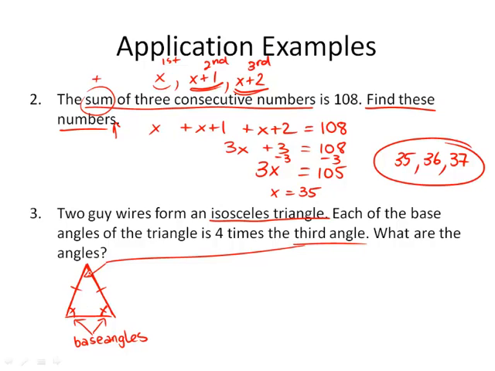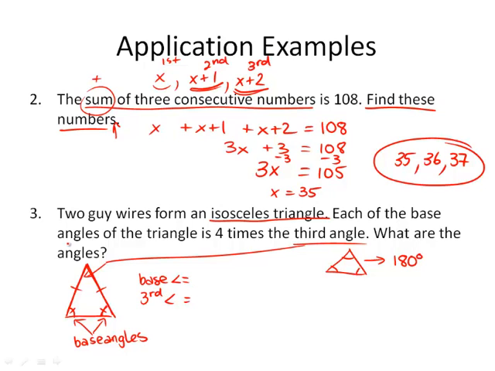Now, the property that we want to call up here is that the sum of the interior angles of any triangle is 180 degrees. So that was a geometry fact we learned earlier. So let's use that to our advantage. We know the base angles, and then we know that each of the base angles is 4 times the third angle. So let's write this out. We've got base angles, and we've got third angle.